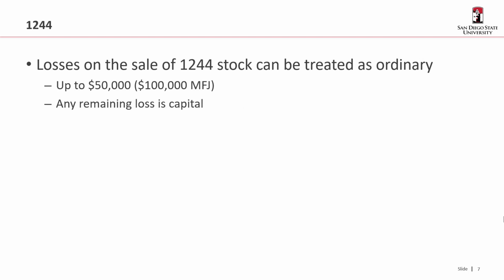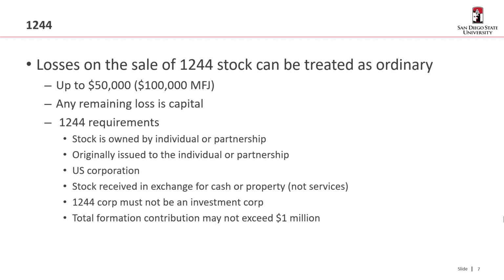So when 1244 stock is sold at a loss, up to $50,000, or $100,000 if married filing jointly, of any loss on that stock can be treated as ordinary. And of course, any amount in excess of either the $50,000 or the $100,000 is treated as capital. So what does it require to be treated as 1244 stock, given that this is an advantageous situation?